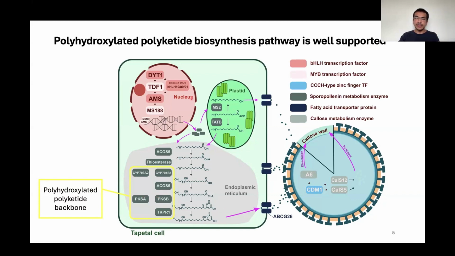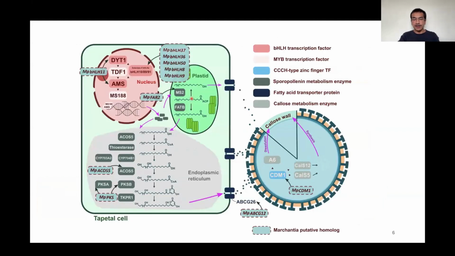In the land plant that we study, Marchantia polymorpha, through transcriptomic data as well as sequence similarity, we are able to identify a lot of these transcription factors as well as biosynthesis genes. And one of the very first genes we looked at in Marchantia polymorpha was bHLH37. It's a subclass 2 bHLH whose putative role is in regulating sporopollenin.